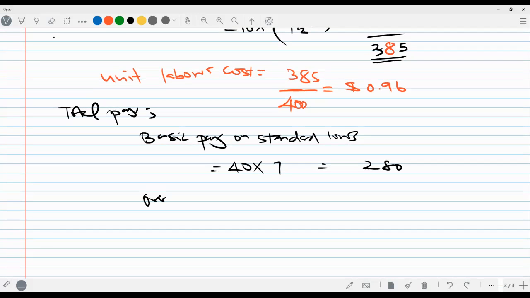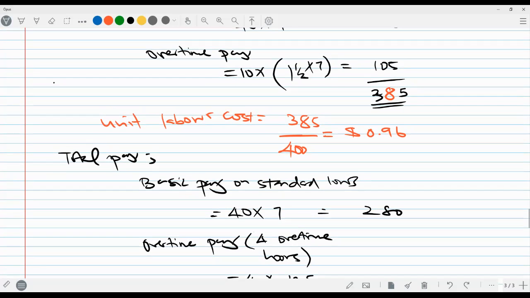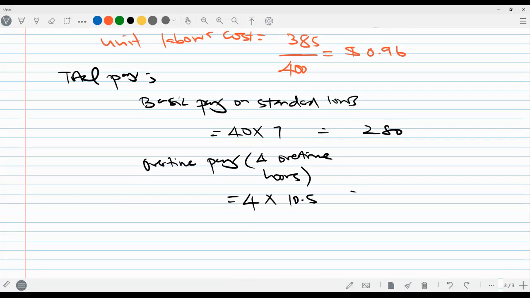Then there was overtime. Overtime pay for the 4 overtime hours, because the hours were 44, will be equal to 4 times the pay of 10.5 per hour, to give us 42. That is the total pay for the overtime hours.